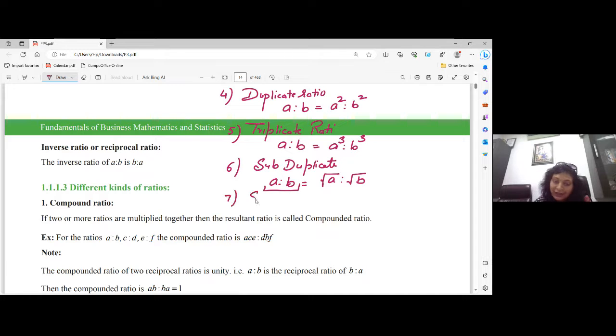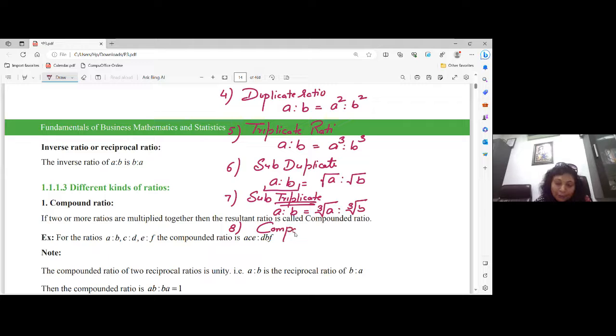Similarly, we have subtriplicate ratio. Now, subtriplicate, as the name says, it's called cube root. So, if ratio is A is to B, then subtriplicate ratio is cube root of A is to cube root of B. Next, we have compound ratio.